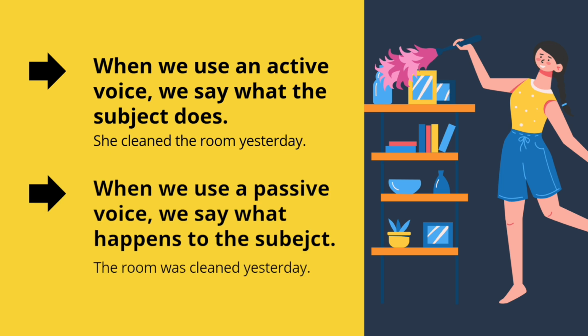And when we use a passive voice, we say what happens to the subject. For example, the room was cleaned yesterday. In this example, the focus is on the receiver of the action, means the room, rather than the doer of the action, means the person who cleaned it.